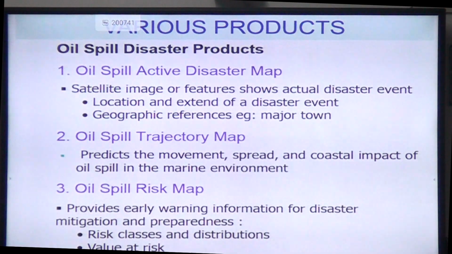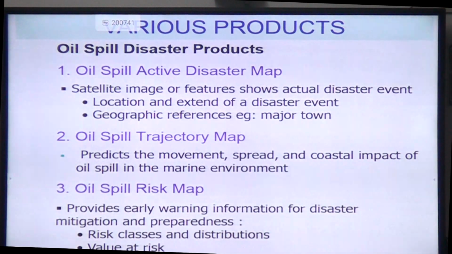First would be the active disaster map. That means knowing the location of the oil spill. I already showed you that. Right? You can take some images, then we can automatize the process and you can detect the oil spill. And why do we say active? Because if you are taking multi-temporal data, you keep on extracting that information, and at least that information you can deliver to the department. So what it shows is basically a satellite image of features, the actual disaster event, location and extent, and geographic references as well. At least they would know where the nearest town is and so on.